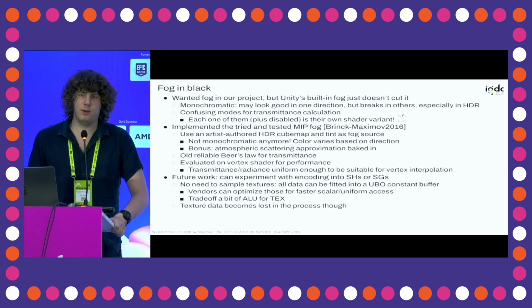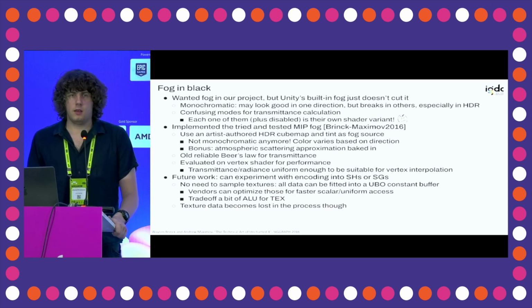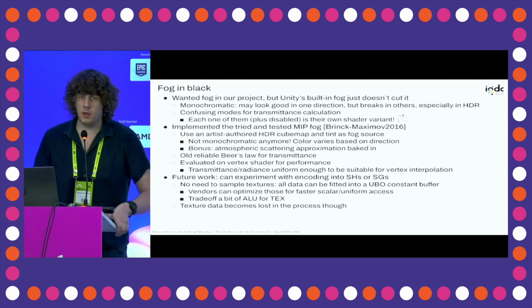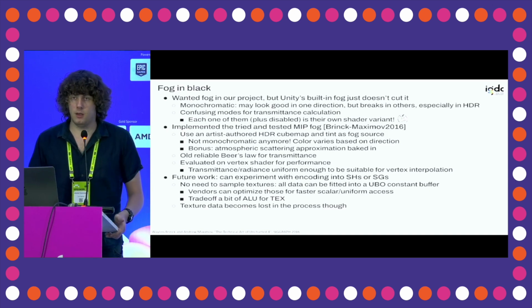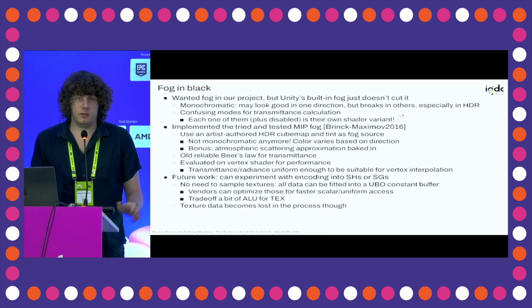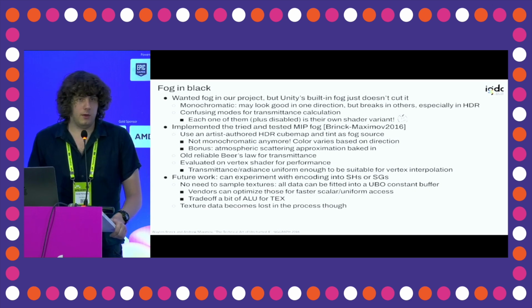We want to save some memory on our shader variants. So we implemented a custom fog solution based on Uncharted 4's MIP fog. We drive our fog color through an artist-authored HDR cube map. That already gives a lot of improvements because the fog is not monochromatic anymore. It varies by direction, and this also allows you to approximate things like atmospheric scattering by just baking it in there. And we just have one scattering method for computing it through Beer-Lambert's law.